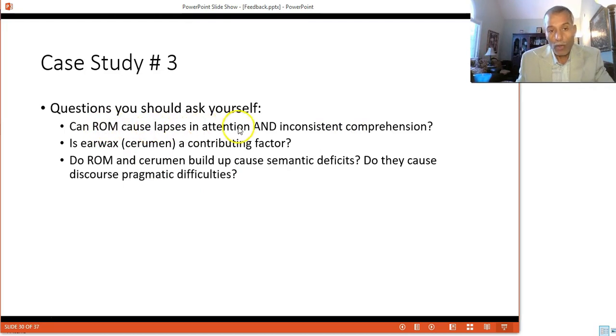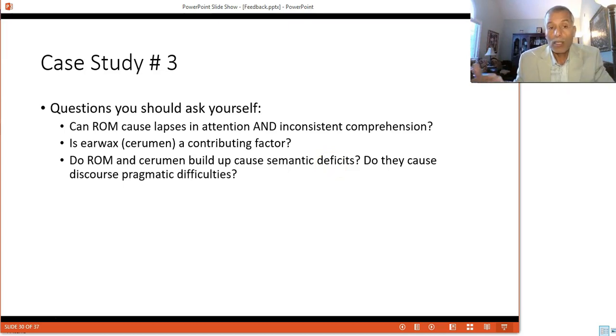So we need to find out how to evaluate that. We need to find information about the auditory processing abilities of this young lady. Is earwax a contributing factor? Most likely, yes, because she seems to have this problem recurring as well. Even though she gets sick and her ears are cleaned, there's evidence that new earwax is forming faster or is not caught in time. Do recurrent otitis media and cerumen buildup cause semantic deficits? Of course, yes.